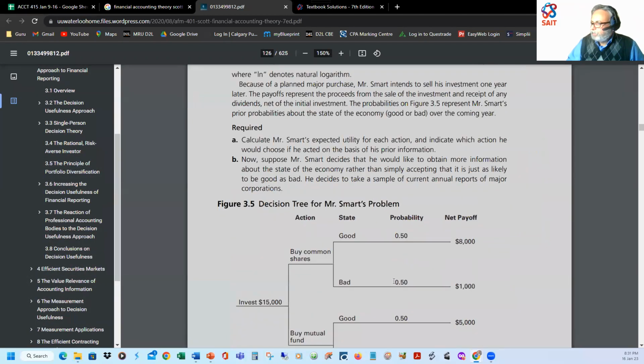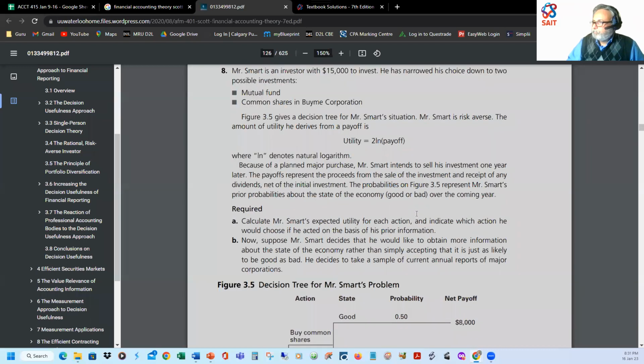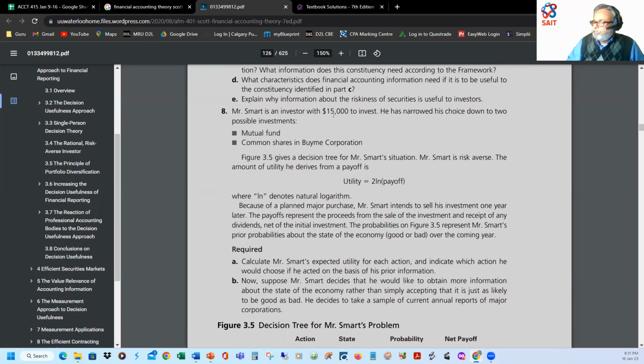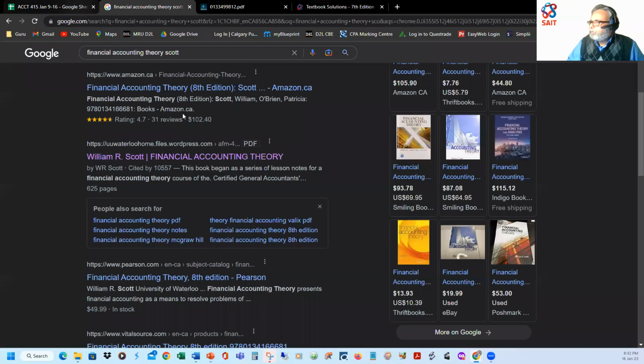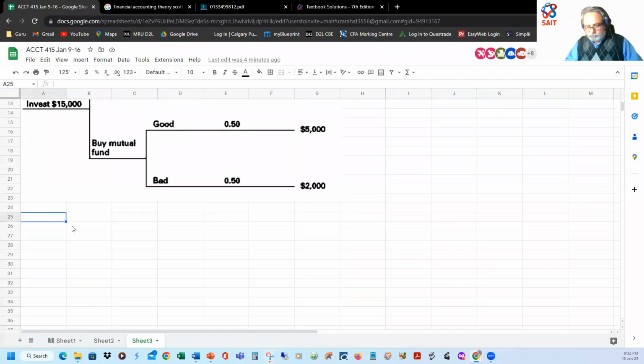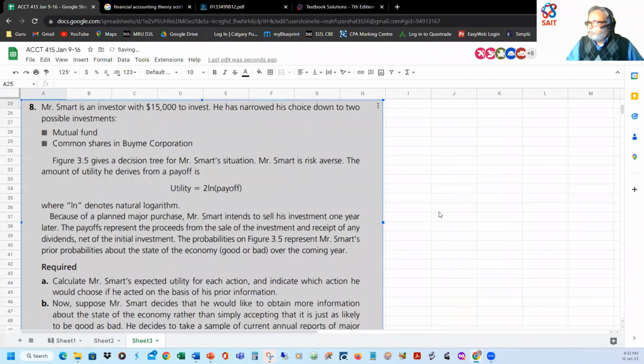Conclusions on decision usefulness. Here we are, Mr. Smart. So Mr. Smart is an investor with $15,000 to invest. Let me just copy the question so that we can work through it together. So Mr. Smart is an investor with $15,000 to invest.